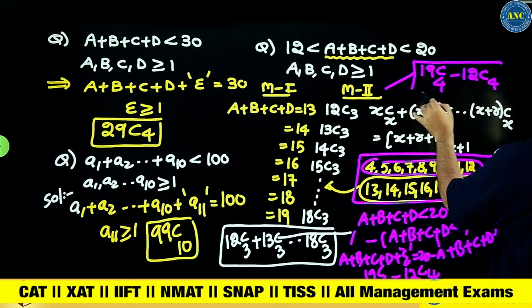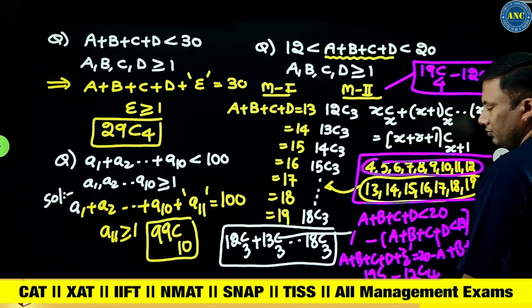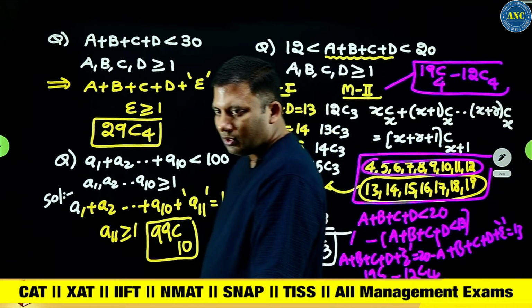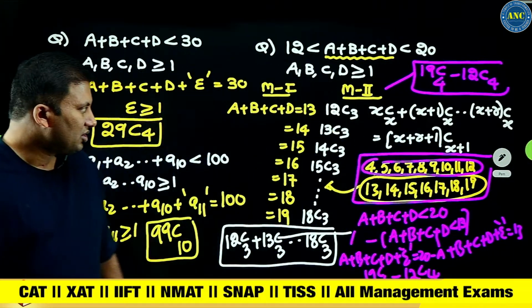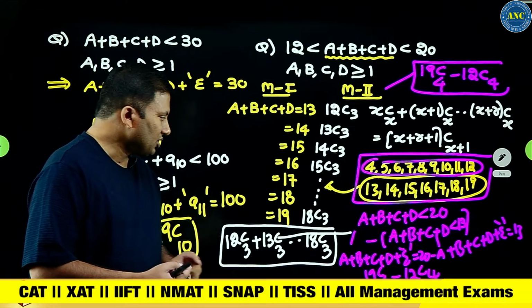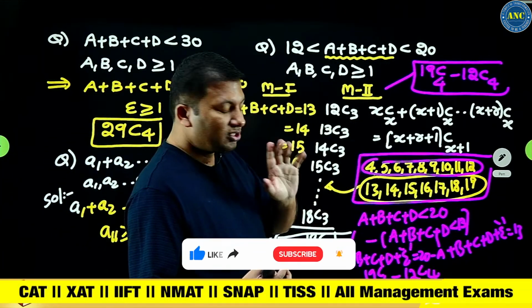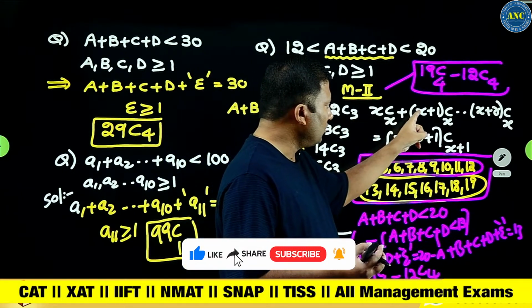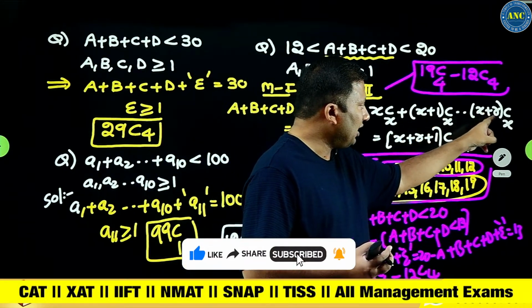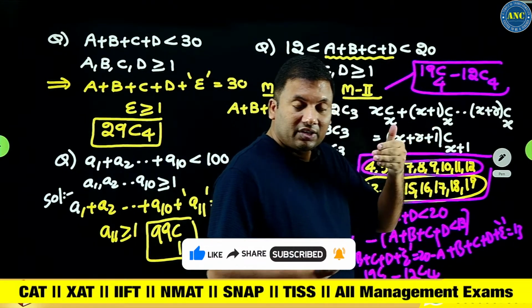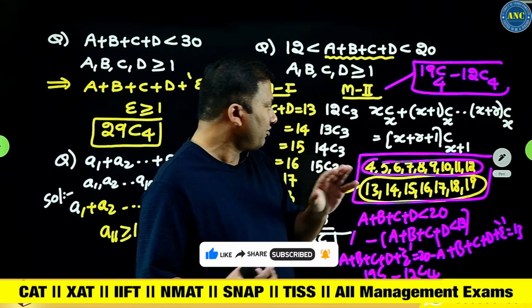19C4 minus 12C4. Are you all with me? Just see here, sir. Listen carefully, advanced level question. 2C2, 3C2 till 11C3. The sum will become 12C4.